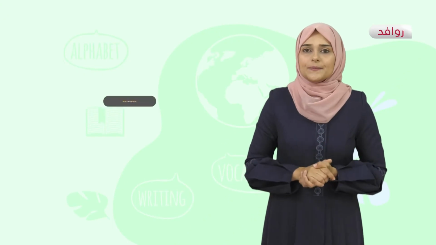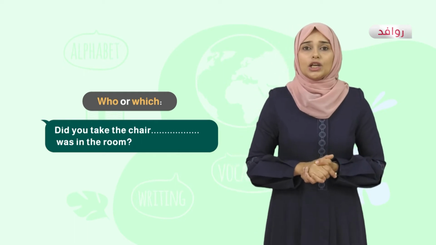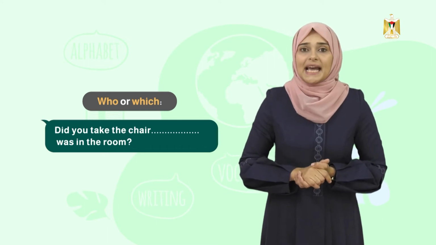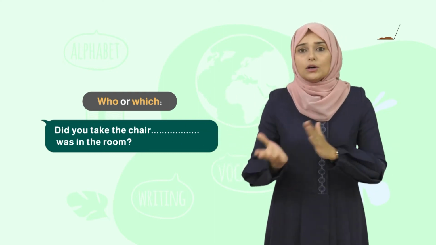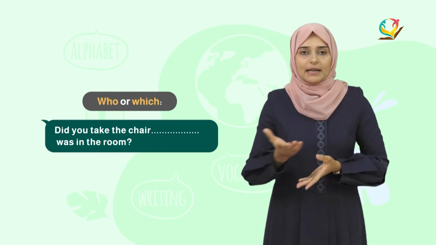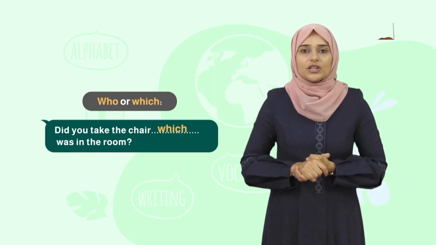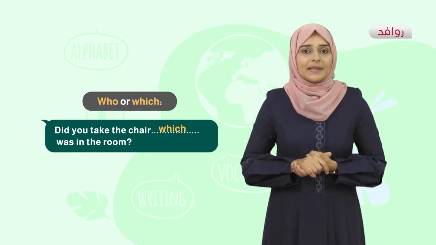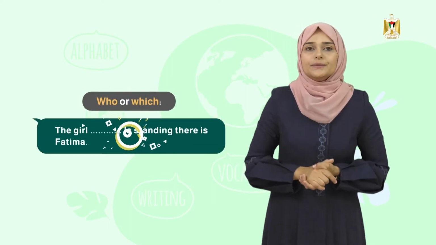Let's practice now. Who or which? Number 1. Did you take the chair which was in the room? Who or which? Here, chair is an object. With objects we use which. That's right. Did you take the chair which was in the room?